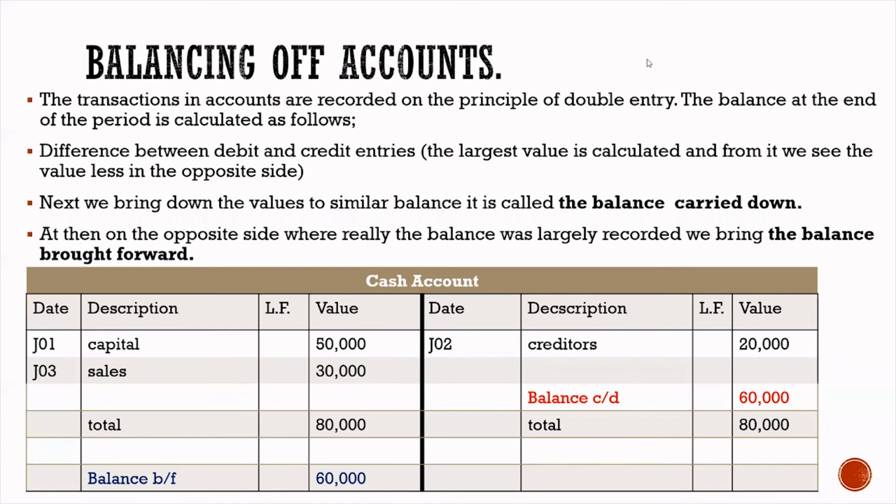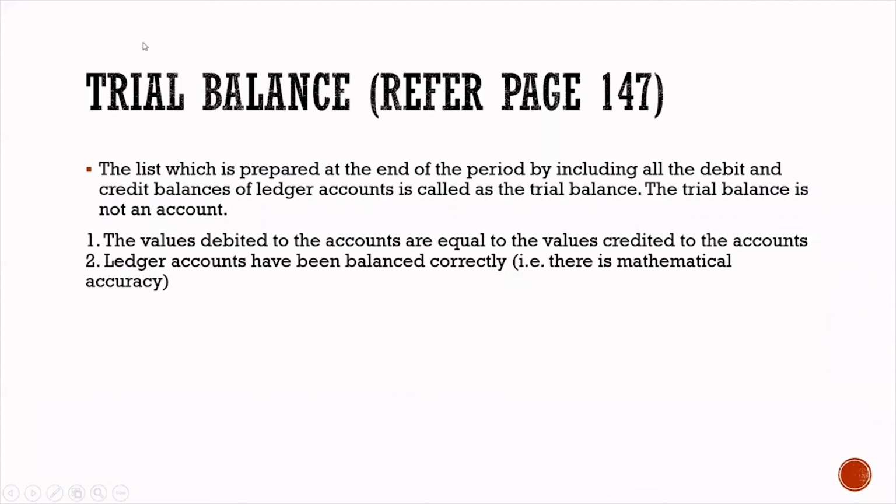After you have done this, you can go to the trial balance. The trial balance is a list made at the end of the period, including all debit and credit balances of your ledger accounts. It is not an account, we call it a list, right? If we have properly made the trial balance, all the debit entries of your accounts will be equal to all the credit entries, and that shows it is mathematically correct or accurate, right?